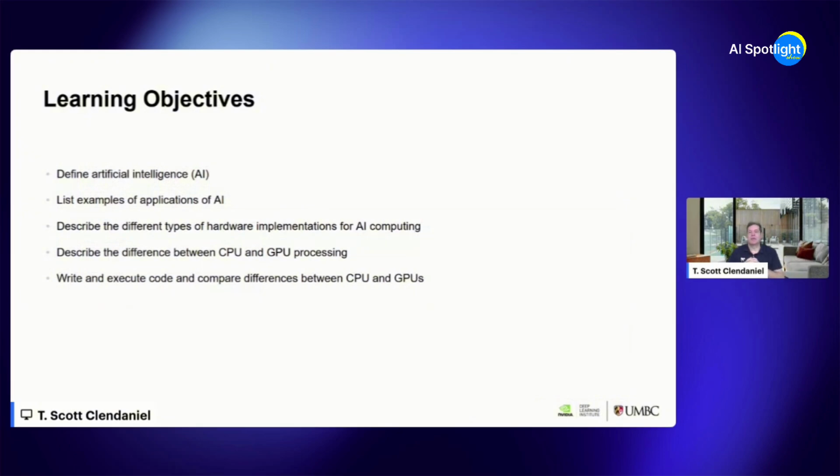Next, describe the different types of hardware implementations for AI computing. So we're going to talk about some of the developments that happened over history. We're going to talk about some of the more recent developments. And in a future class, we're going to talk about how to get you guys set up with your own equipment using Jetson Nano.